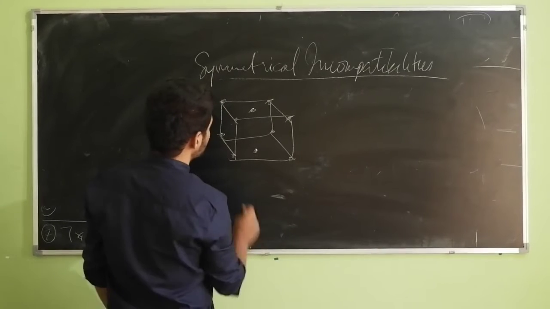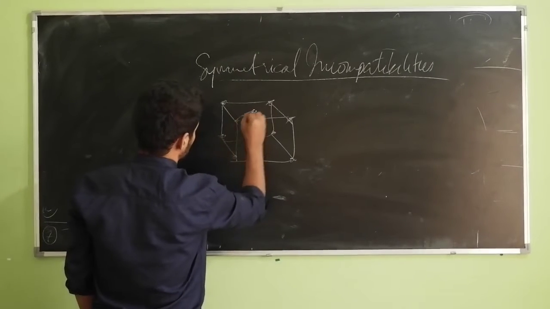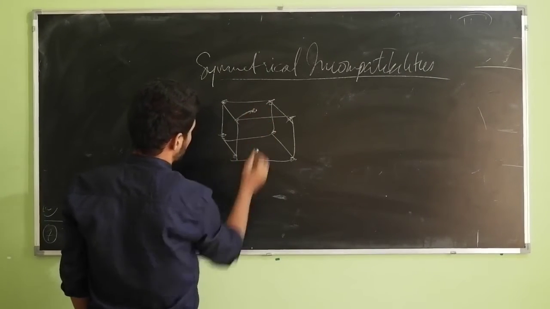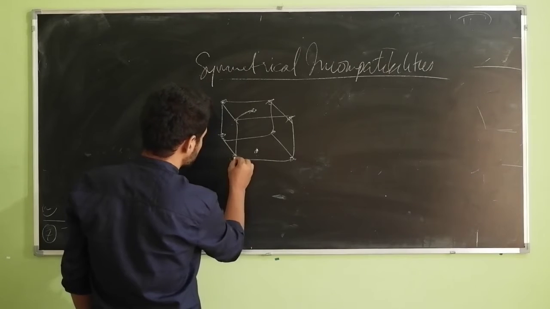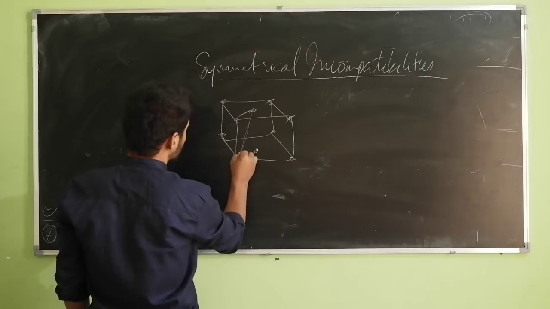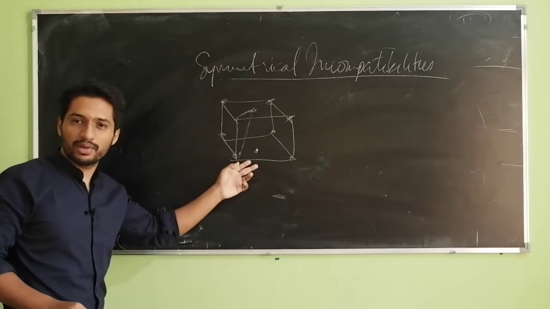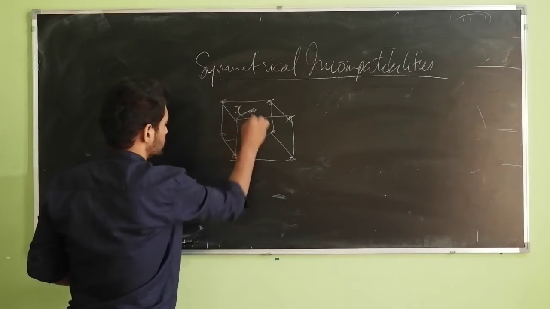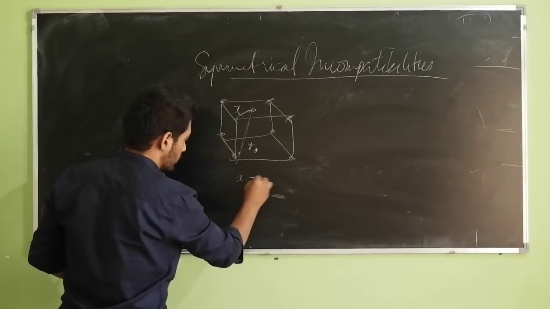Now let's see the distance. So the distance from this corner to this corner is not equal to the distance from this atom to this atom. So this is what symmetrical incompatibility is. So this x is not equal to y.